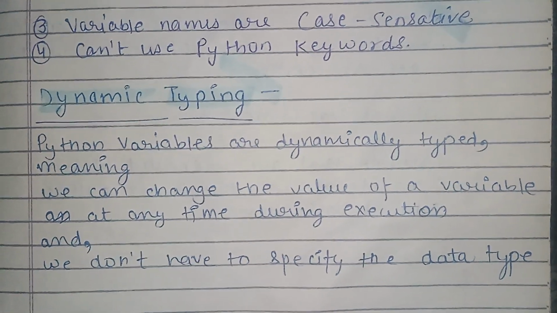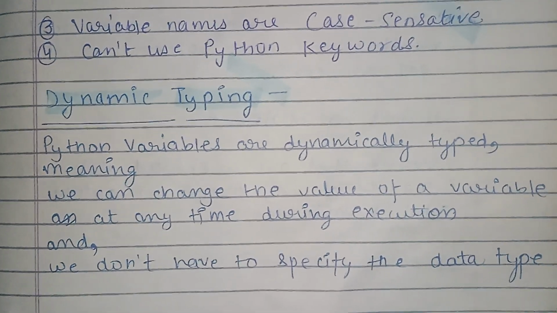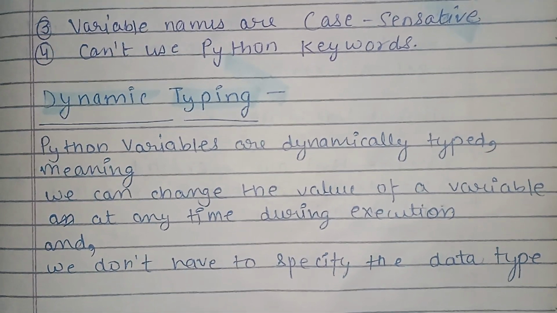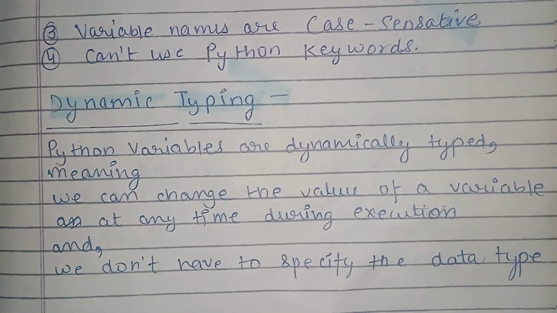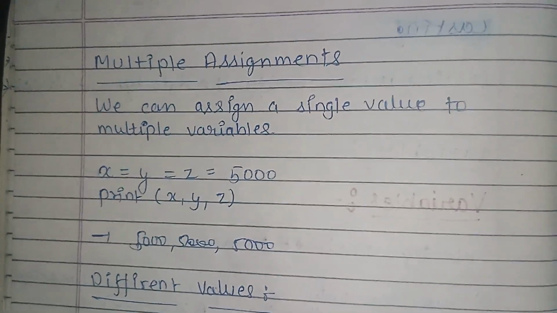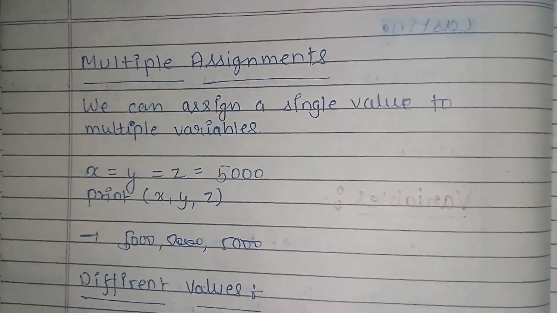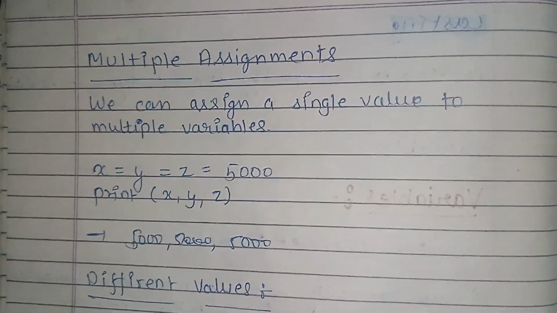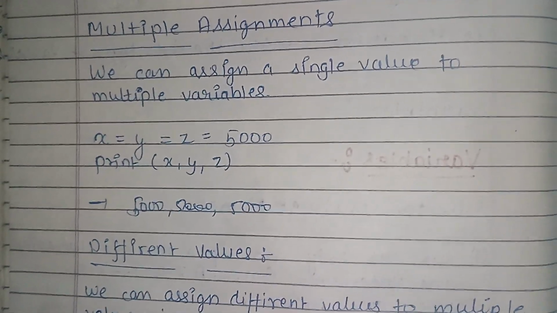Dynamic typing. Python variables are dynamically typed, meaning we can change the value of a variable at any time during execution and we don't have to specify the data type. Multiple assignments. We can assign a single value to multiple variables. Like if we have to assign 5000 to different variables, here's how we can do this.